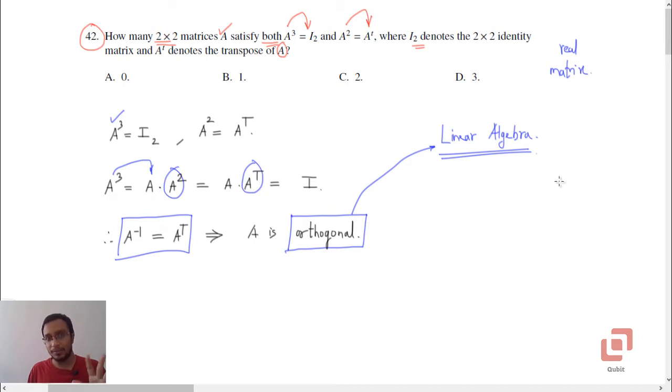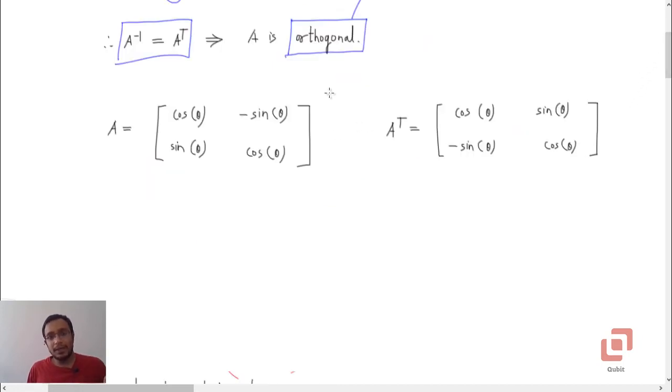Alright, now starts the geometric part. We first note that any 2 by 2 orthogonal real matrix is always of the form cos theta, minus sin theta, sin theta, cos theta. You can check it for yourselves now: if you take the transpose of A, which will be cos theta, sin theta in the first row and minus sin theta, cos theta in the second row, and if you multiply A by A transposed, then you are going to get the identity matrix. Which confirms that if A inverse is equal to A transposed, then the parent equations, that is A cubed equal to I and A squared equal to A transposed, both of them get satisfied.